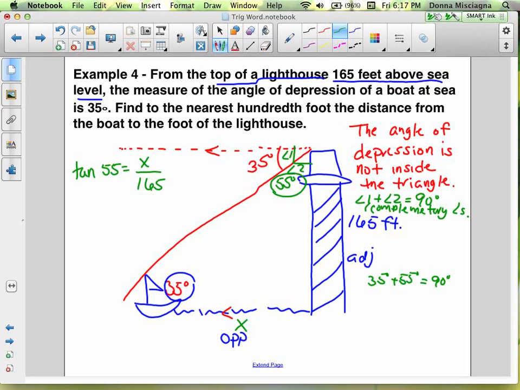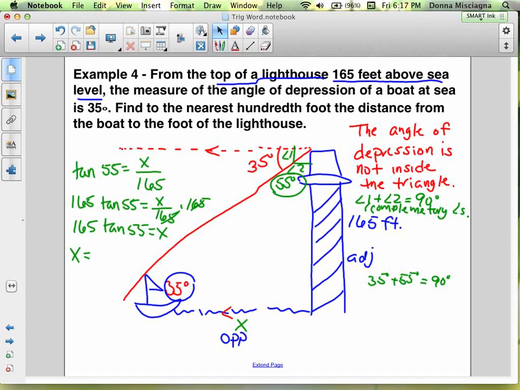So let's go ahead and solve. Let's multiply both sides by 165. So we have 165 tangent 55 equals x over 165 times 165. That cancels. That gives us 165 tangent 55 equals x. And then we can plug that into a calculator. That really doesn't take much space to solve, does it? As long as you don't draw your triangle so super, super huge.